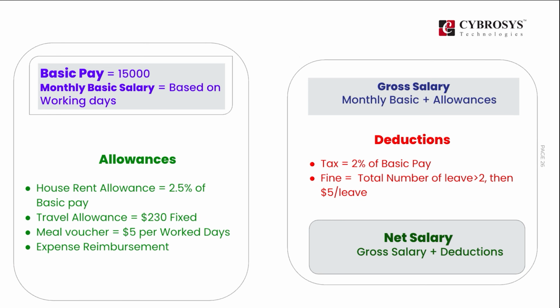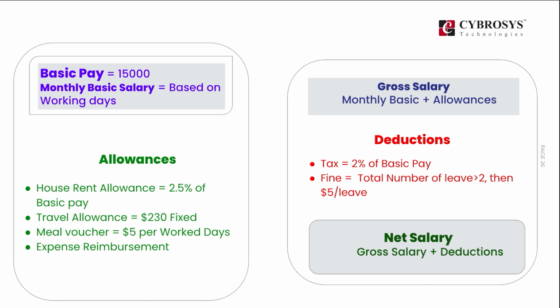Here are the salary rules. For a trainee, the basic pay is 50,000 and the monthly basic salary is calculated based on the working days. The allowances are HR allowance, which is calculated as 2.5% of basic pay, travel allowance, which is $230 per month. Meal vouchers are based on working days, and for a working day, $5. Expense reimbursement is also added, which is not mandatory.